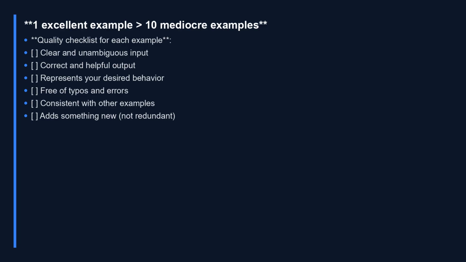Is it free of typos and errors? Is it consistent with your other examples in tone and format? And critically, does it add something new, or is it just a near duplicate of something already in the dataset? If an example fails any of these checks, fix it or cut it. Mediocre examples don't just fail to help, they actively teach the model the wrong thing.